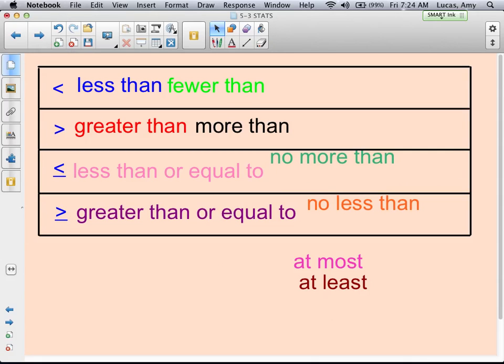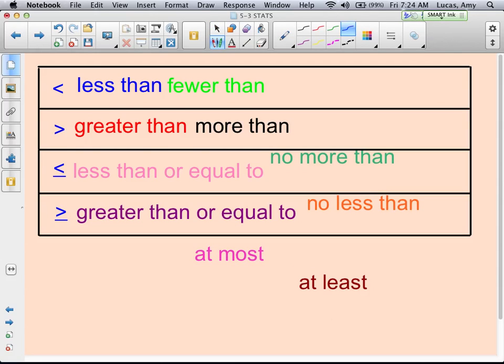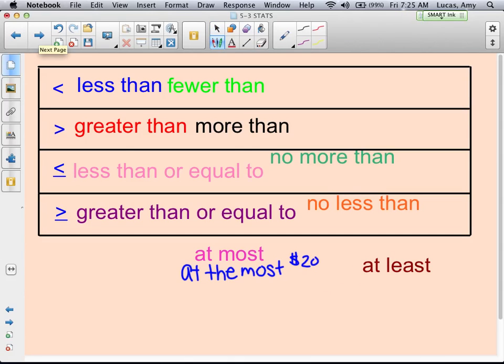At most, at the very most, $20. So at the most, $20. I want you to think about how much money that means. At the most, $20. So in my pocket, at the very most, I have $20. So that means I could have 20, or maybe I have 19, 18, something less. So at most is not more than. It's actually less than or equal to.